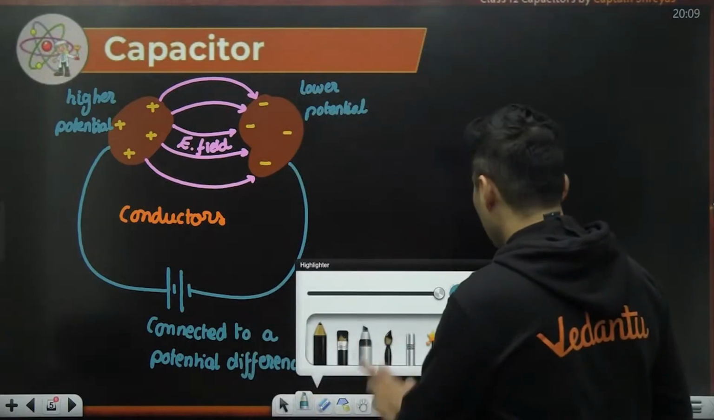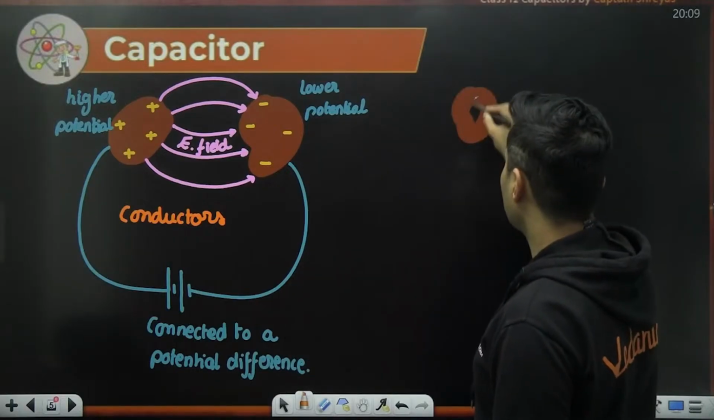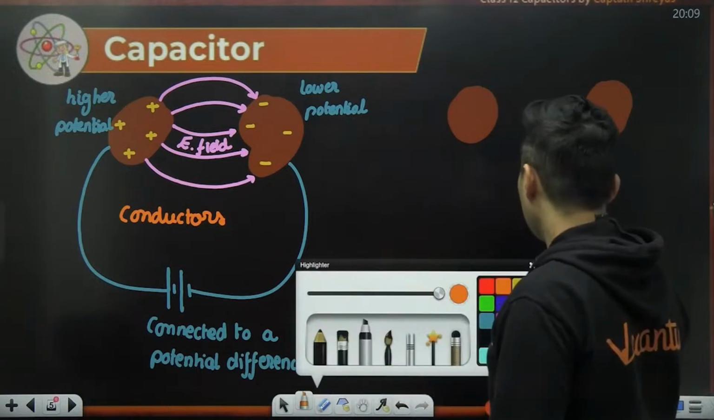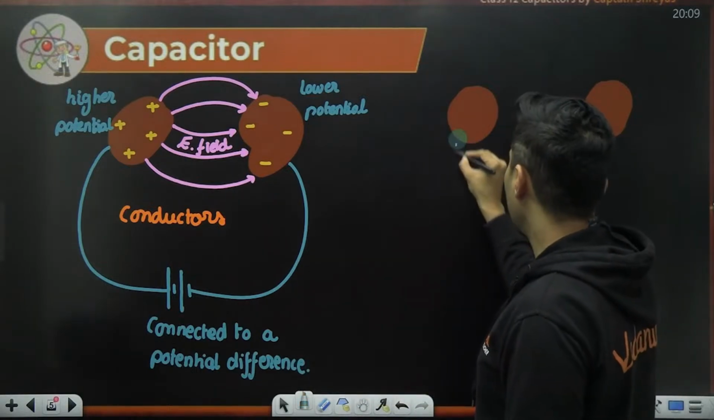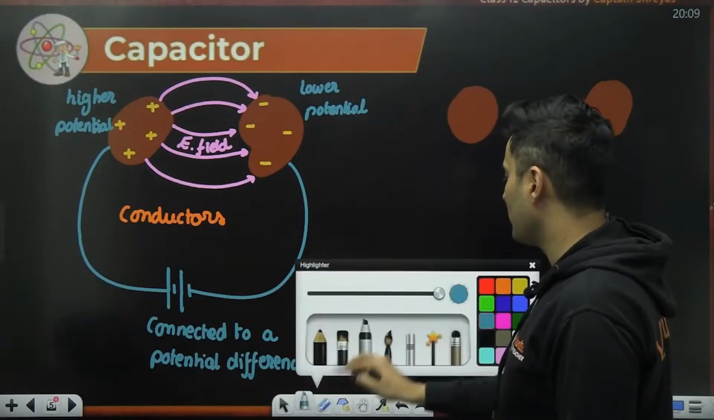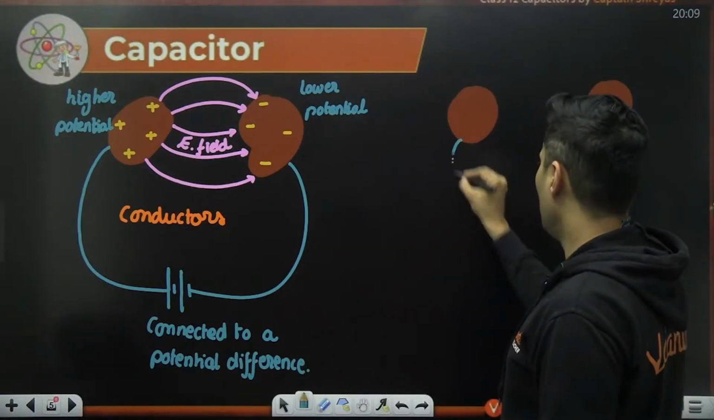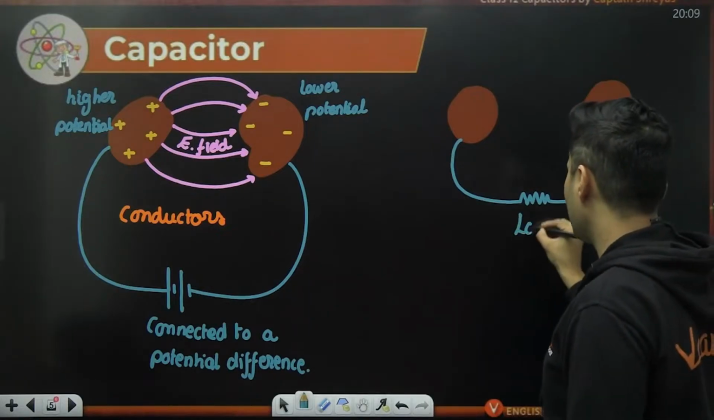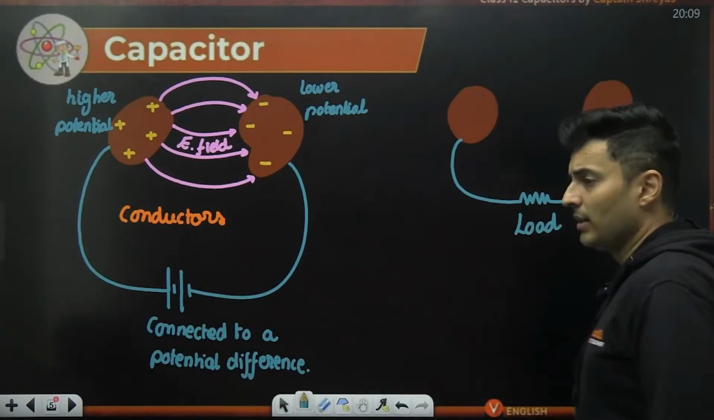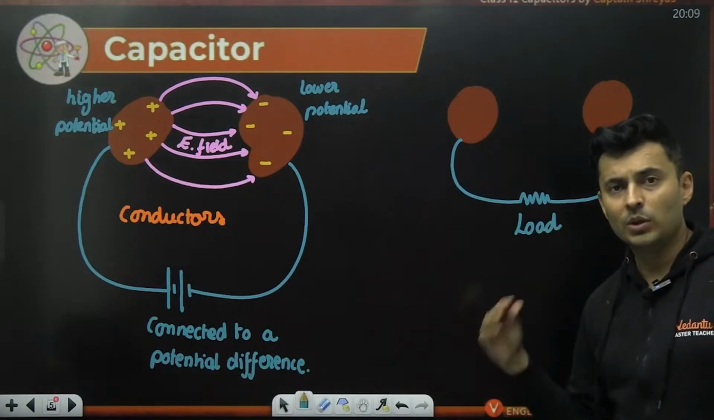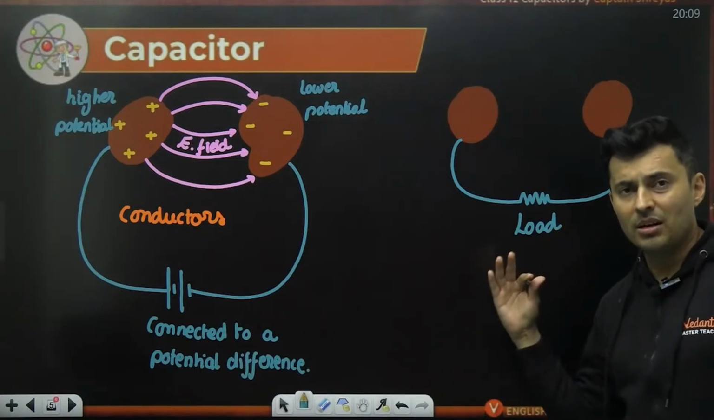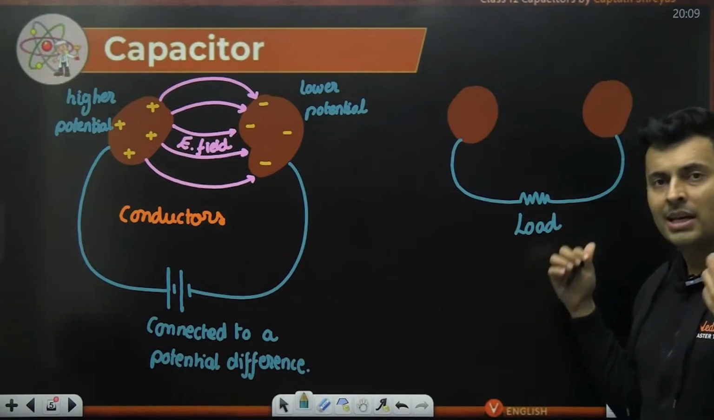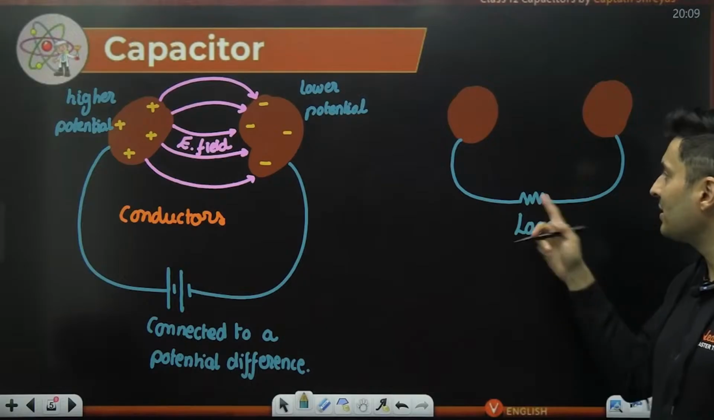Now you take those same conductors, and what you do now, maybe just connect a wire across it via some load, via maybe some device. It could be any device. Any device is generally called a load. It could be a motor, it could be an actual resistor, it could be some washing machine, it could be a fan, it could be a bulb. It has some resistance.